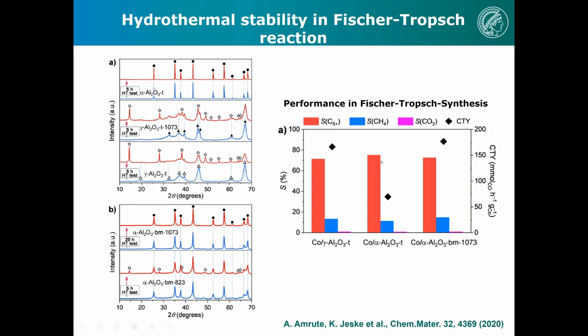Activities and selectivities of the gamma alumina and the alpha alumina treated materials are essentially identical. So, if one could make it in high amounts without impurities... iron is also a good Fischer-Tropsch catalyst, which gives a different chain length for the hydrocarbon, so you don't want that in there. And this would be a really interesting option for new, more stable catalysts.